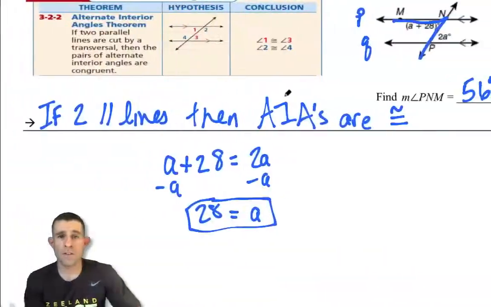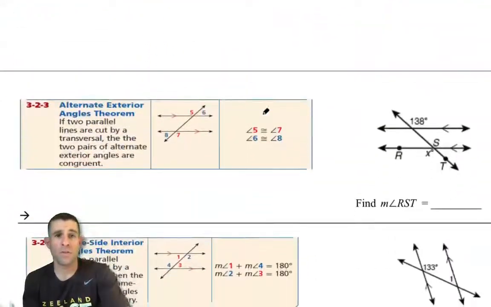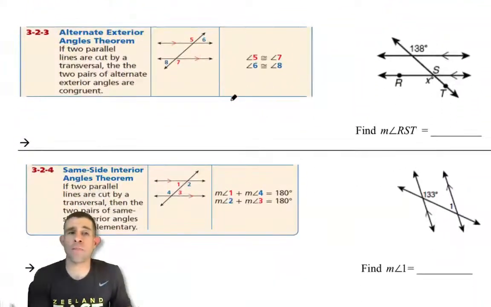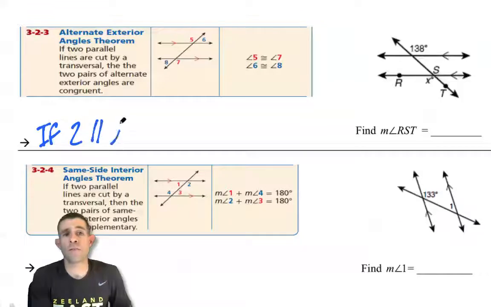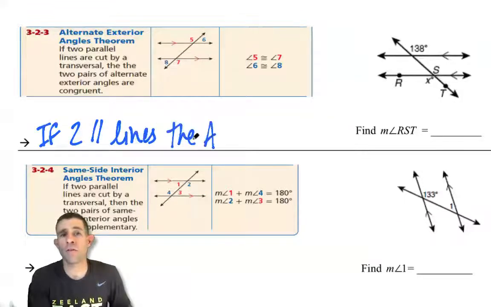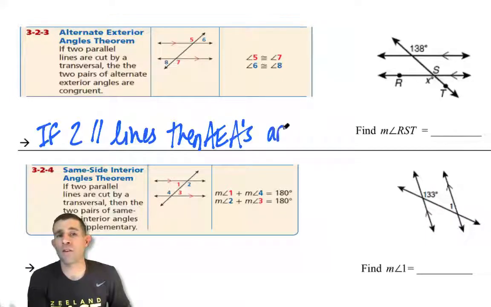All right, let's go on to our next truth or theorem about parallel lines. Our next one says alternating exterior angles, and this one's abbreviated as if two parallel lines, then alternating, oops, I forgot my N, exterior angles are congruent.